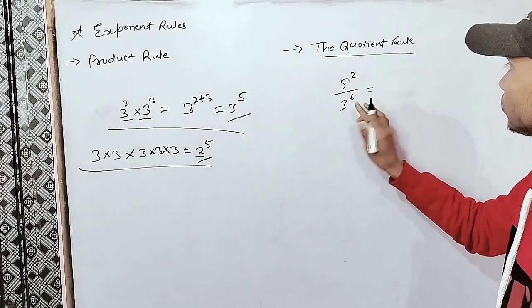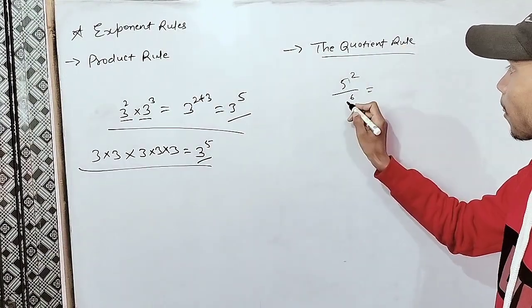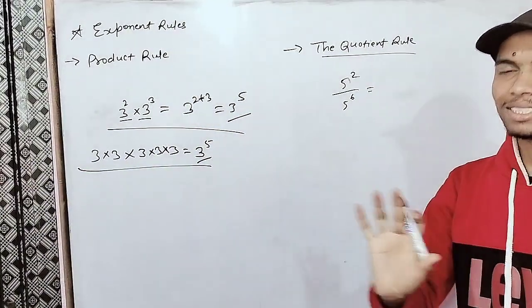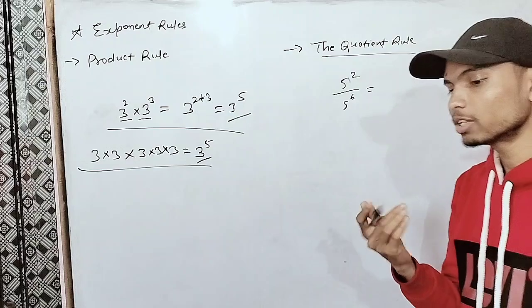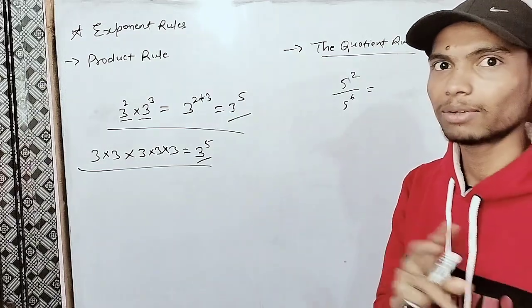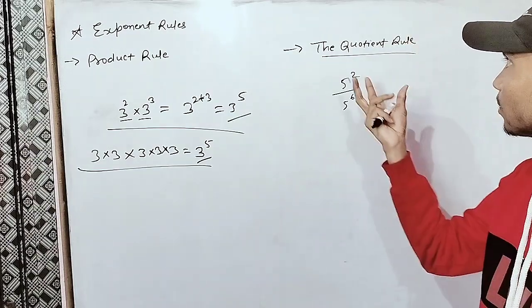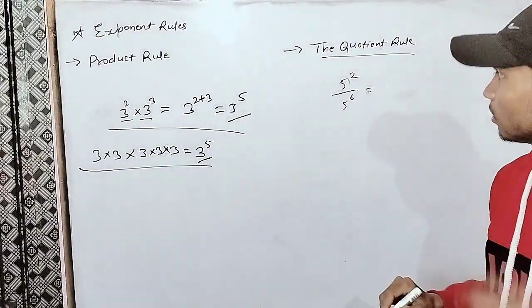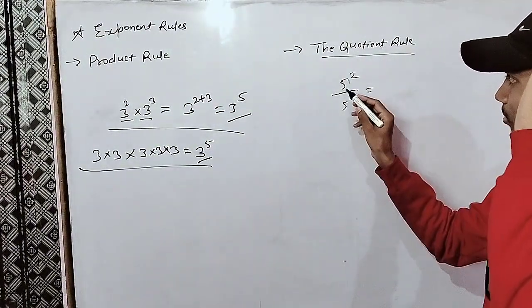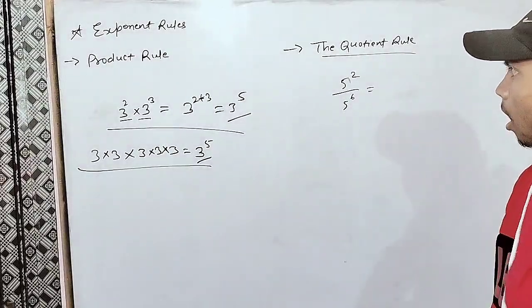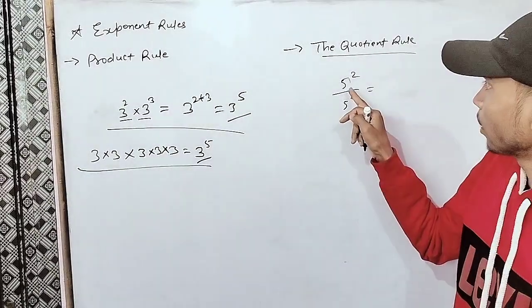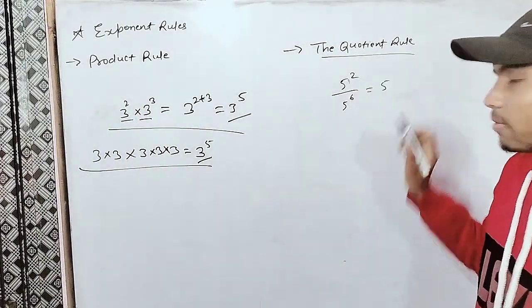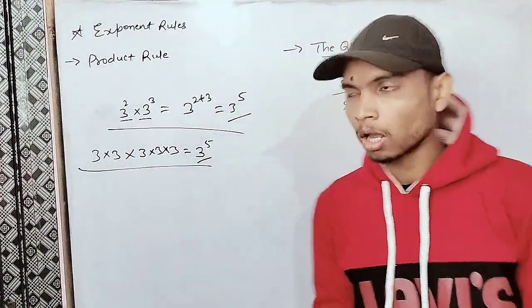So here the condition is your base should be the same. Our base should not be different. Then we can't write, we will not be able to use this rule. So here we have this and this. Base is the same. Can we write it one time because we have a common base?